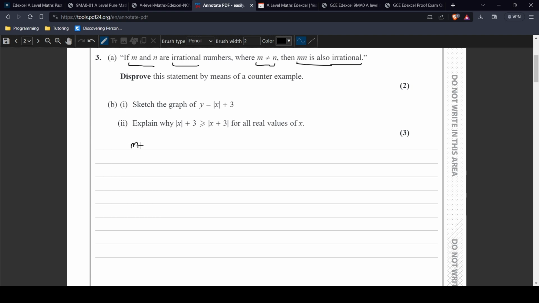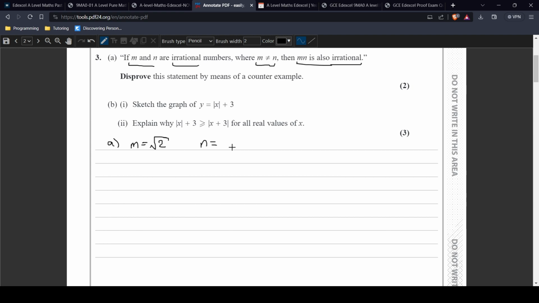Now m we can set to be root 2. That's probably the simplest irrational number that we can think of. And now we want to choose n, so that when we do m times n, we get a rational number.